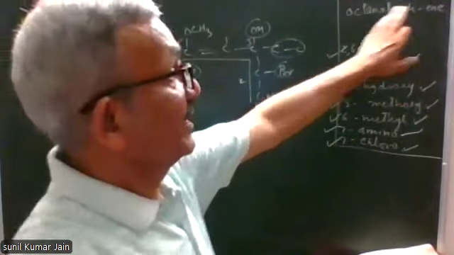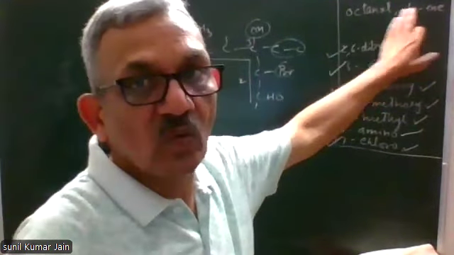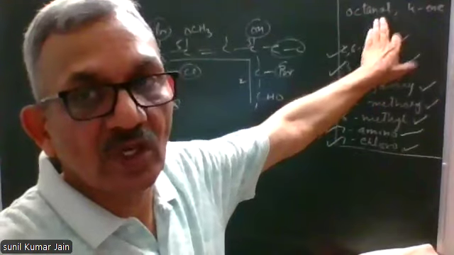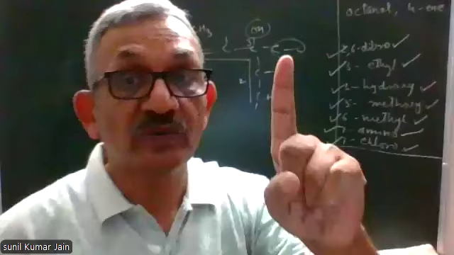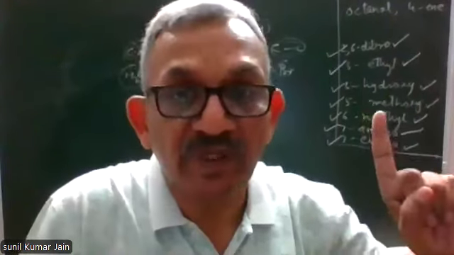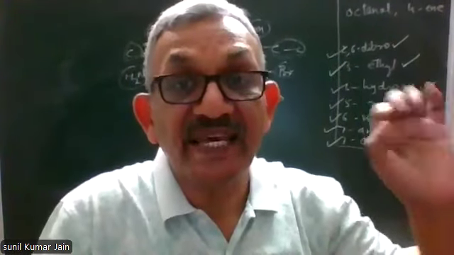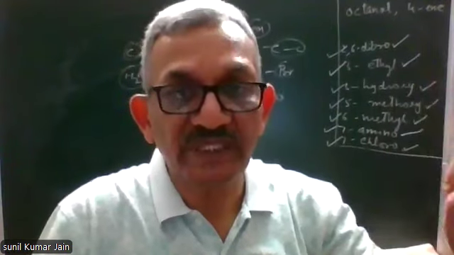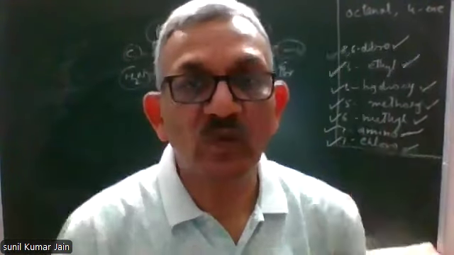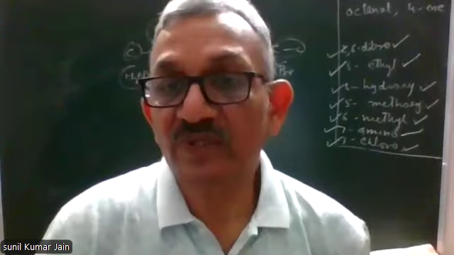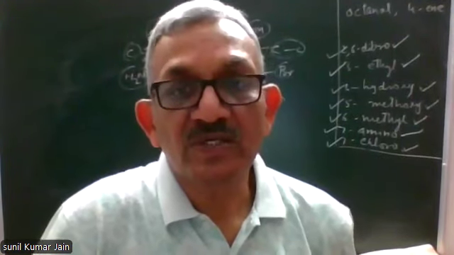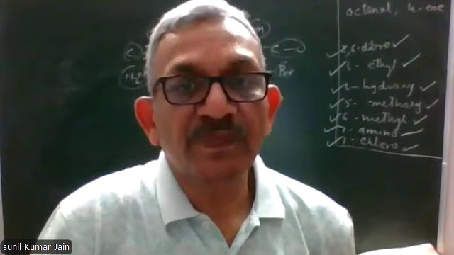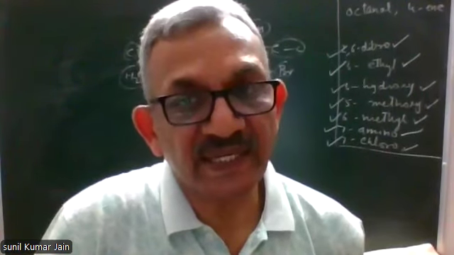oct, 4-ene, 1-al. If you remember, I told you double and triple bond is named as infix, 4-ene. Oct, 4-ene, 1-al. So these were the rules for nomenclature of organic compounds, right? So in the next video, we'll start with haloalkanes and haloarenes.